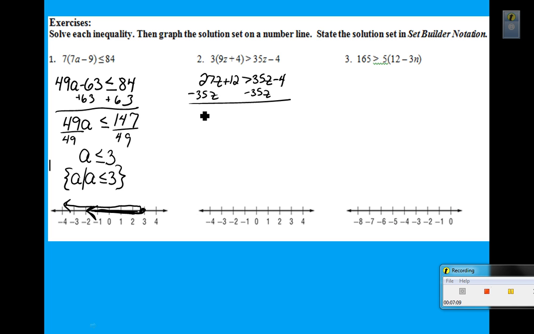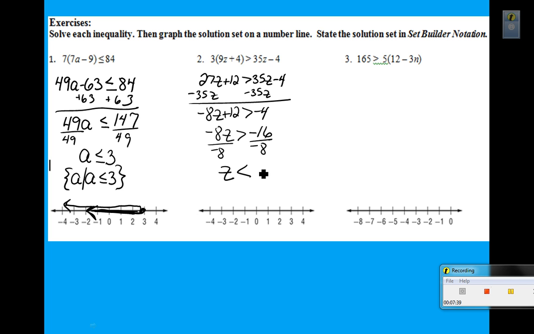Going to yield me negative 8z plus 12 is greater than negative 4. Let's subtract 12 from both sides. So I've got negative 8z is greater than negative 16. I'm going to say out loud what we're going to do now. We need to divide both sides by negative 8. Hey, that's our cue that since I'm dividing by a negative number, I need to flip that sign. So it was a greater than, now it becomes a less than.